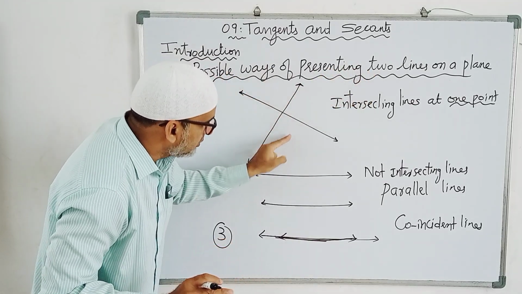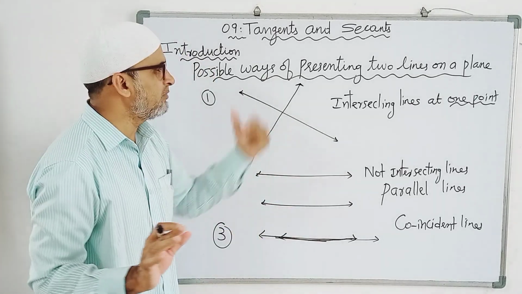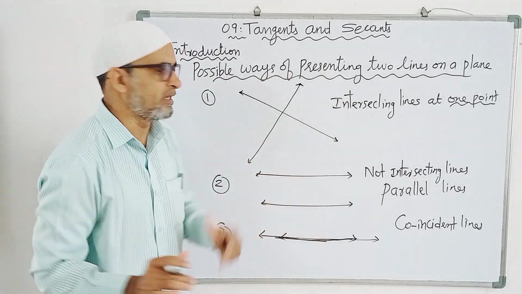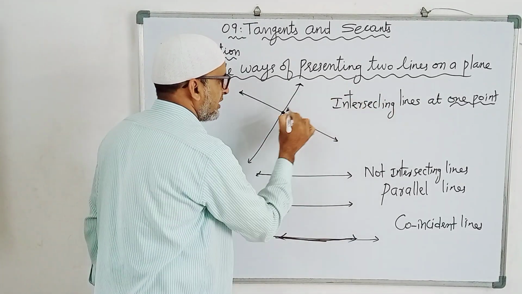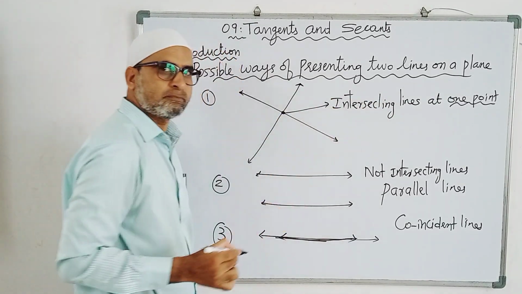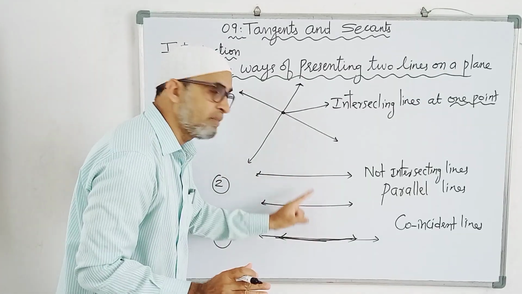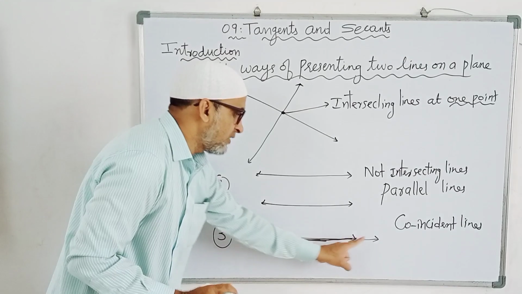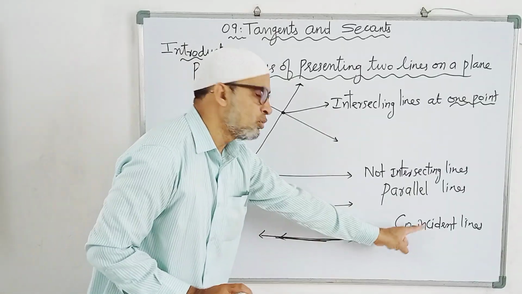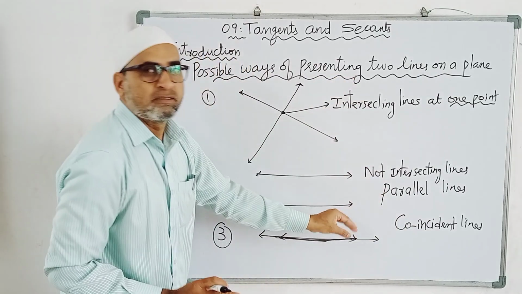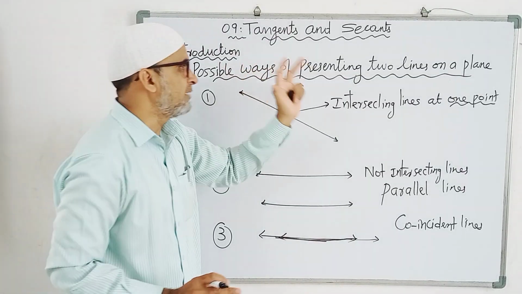So these are the only three possible ways of arranging two lines in a plane. Plane means nothing but the blackboard, the notebook. These two lines are intersecting at one point, that's why they are called intersecting lines. These two lines are not intersecting, these are called parallel lines. This one line is inside the other line, these types of lines are known as coincident lines. So these are the three possible ways of arranging two lines in a plane.